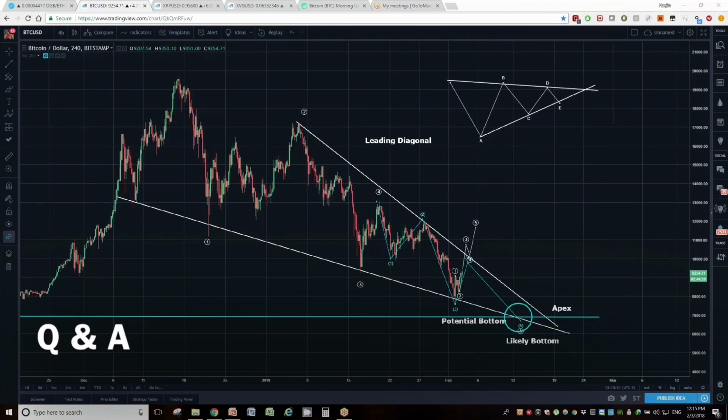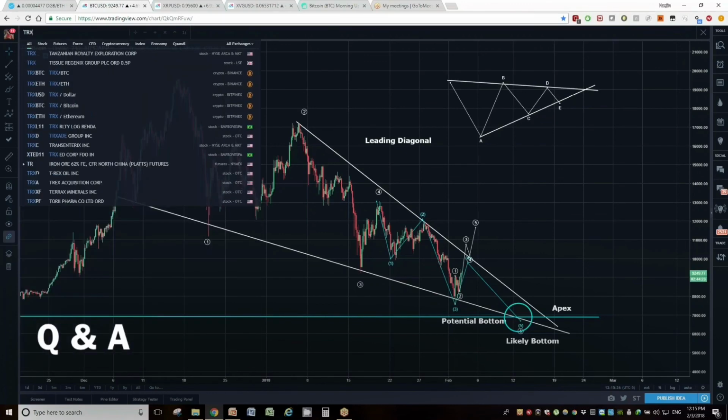TRX. I love TRX. I own so much TRX, it's not even funny. And I'm going to buy more TRX.